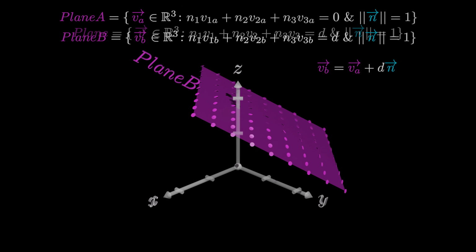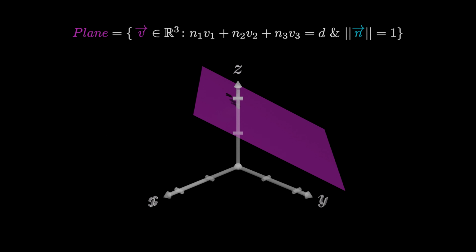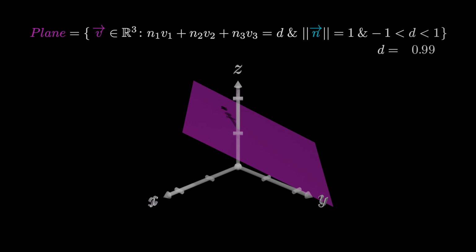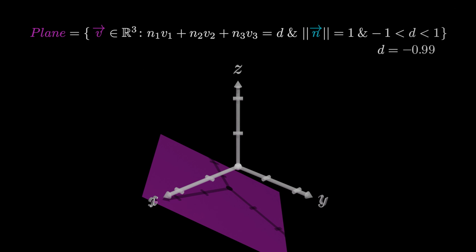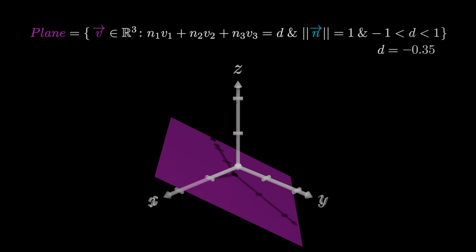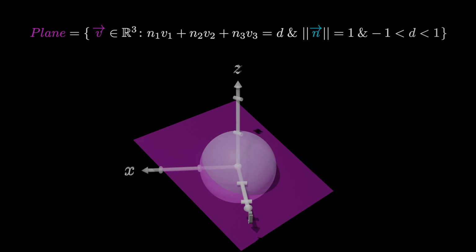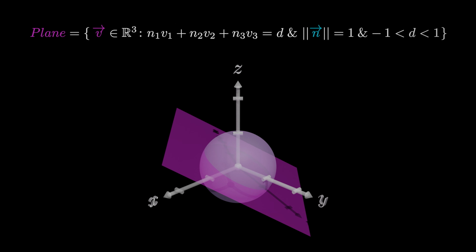Okay, so we now have a way to define all of the possible planes in R3. Hooray! I now want to add two more conditions to the set for one of these planes. The first one is that -1 is less than d is less than 1. Doing this makes it so that the shortest distance from the origin to the plane must be less than 1. Before I add the second condition, I'm going to add a sphere to the scene whose center is at the origin and whose radius is 1.